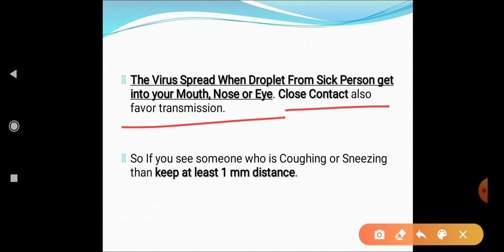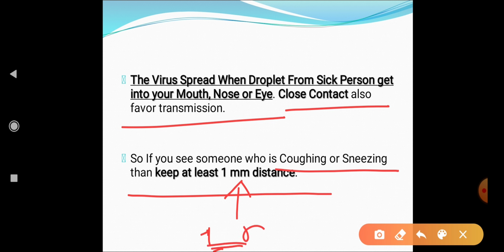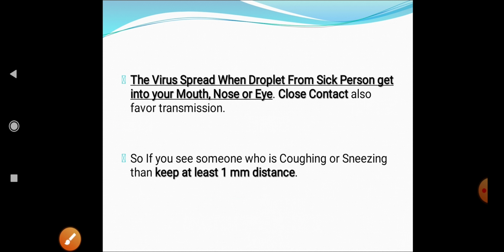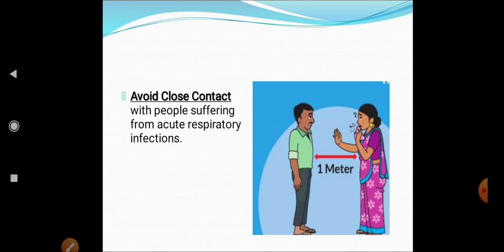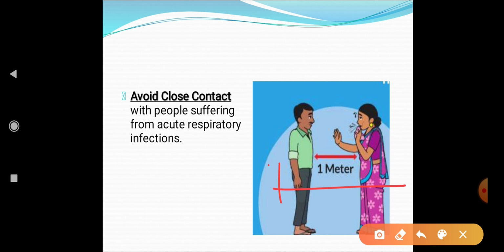So if you see some individual who is coughing or sneezing, then you have to keep at least 1 meter distance. You have to keep 1 meter distance, not millimeter. 1 meter distance has to be kept to prevent the spread through the respiratory route. Okay, so you have to avoid close contact with people that are suffering from acute respiratory infection, and you have to keep the distance from such individuals at least 1 meter.